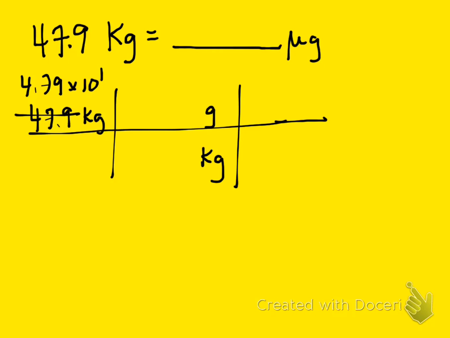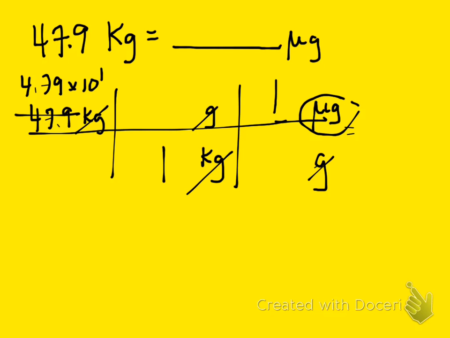What's going to go on the bottom in that last box? Grams to cancel. And up here we're going to use the one that we want to end up in. So this will be micrograms. Check your units. Do they cancel? Yep, they do. We end up in micrograms. Let's stick our ones in where we have prefixes so we don't have a chance to do something dumb.